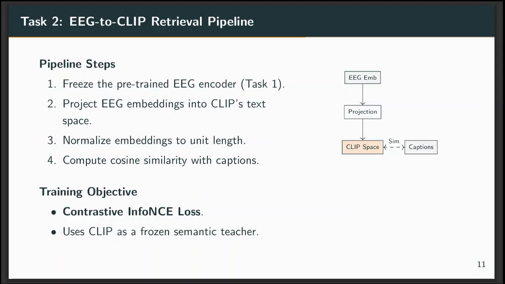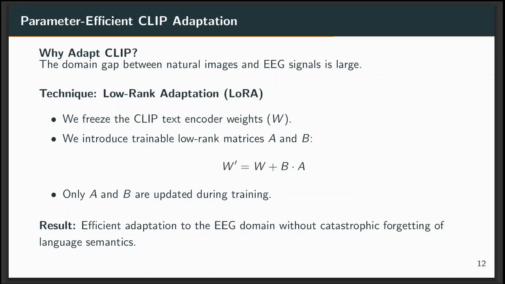For retrieval, we freeze the encoder and train a projection MLP to map embeddings into the CLIP space using InfoNCE contrastive loss. Finally, instead of expensive full fine-tuning, we use LoRA, short for low-rank adaptation, on CLIP. We freeze the weights and inject trainable rank matrices, allowing the semantic space to adapt to the EEG manifold efficiently.